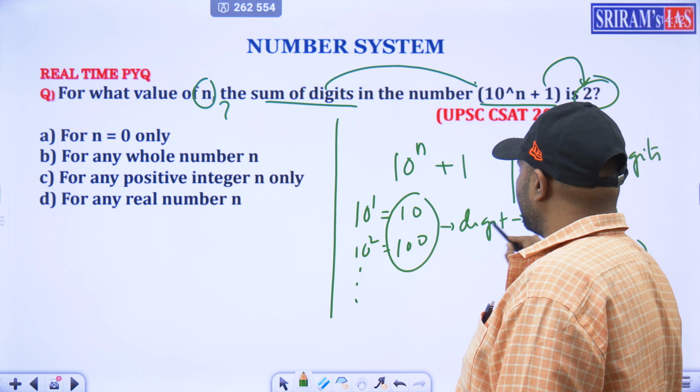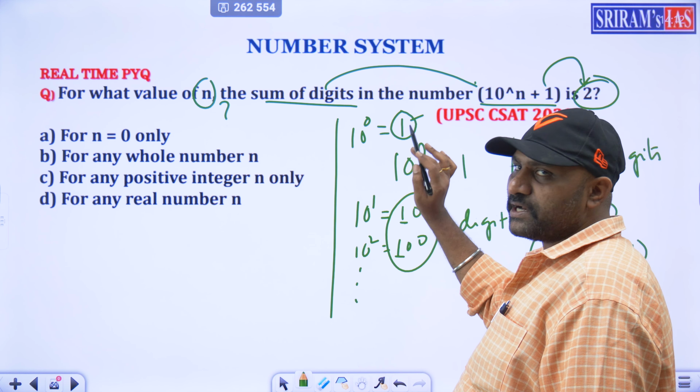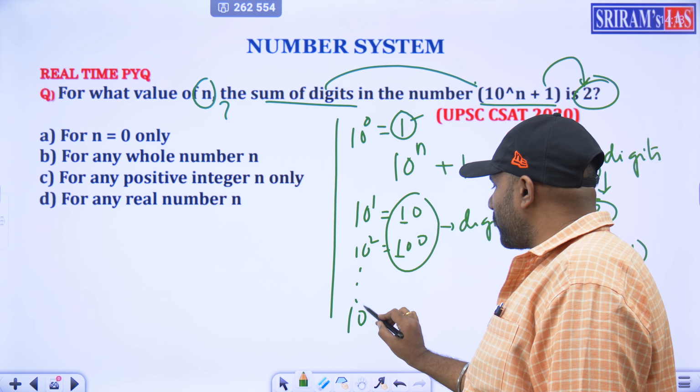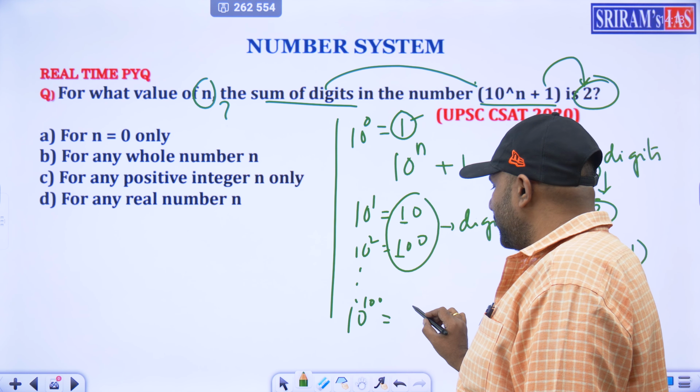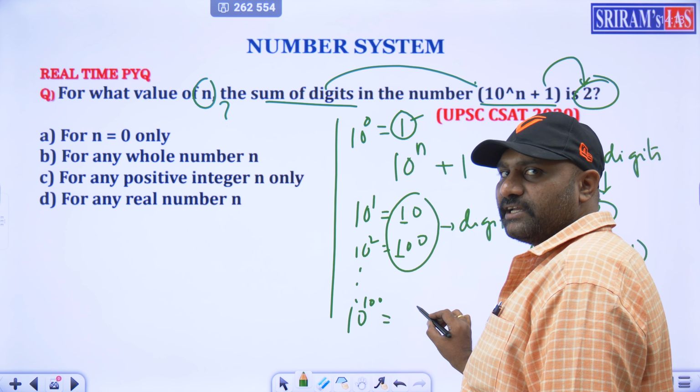So what is the sum of digits? 1 plus 0 plus 0 is 1, and 1 plus 0 is also 1. 10 power 0 is also 1. So even if we take 10 to the power of 100, what will its sum of digits be? 1 plus 0 plus 0, which is nothing but 1. But in the question, it is 10 power n plus 1.